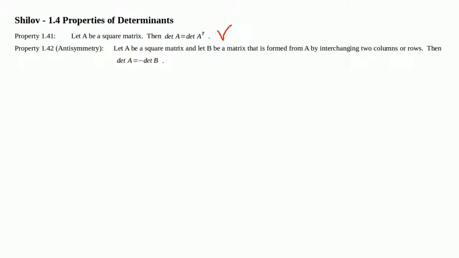Next time, we'll do something easier, and that's property 1.42, also in the book, and I believe Sharlov refers to it as the Antisymmetry Property. And it goes like this. Let A be a square matrix, and let B be a matrix that is formed from A by interchanging two columns or rows. Then the determinant of A is going to be the negative of the determinant of B. So basically what that's saying is when you interchange two rows or columns, you just change the sign of the determinant. That's what you do.